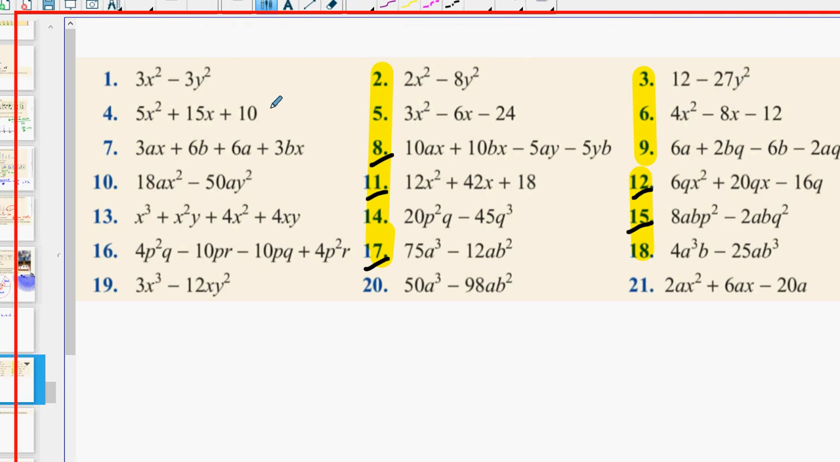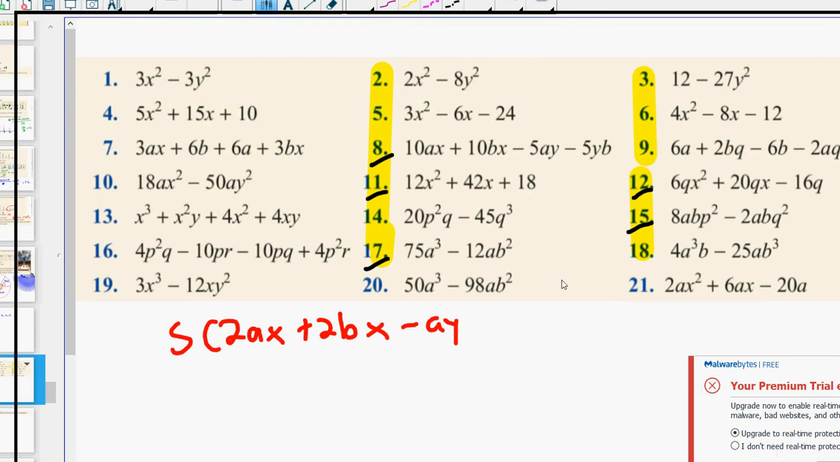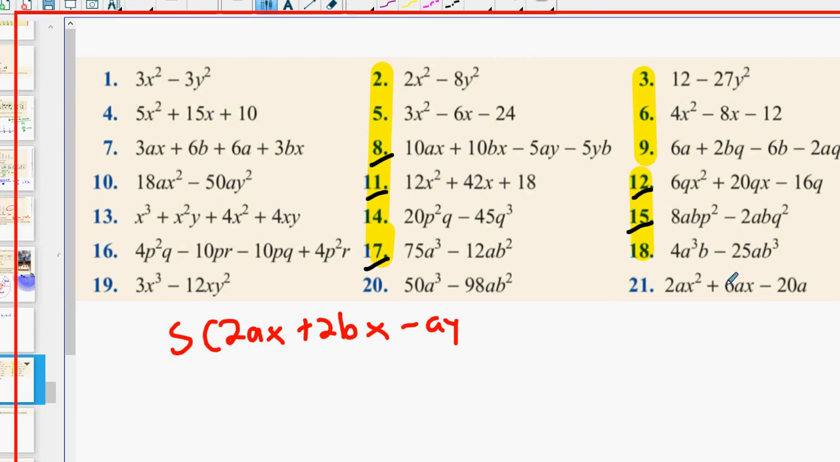So just give me a sec. Here we are. So what happens when you divide 10ax by 5? 2ax. 10bx, 2bx. Minus 5ay, minus ay. And then finally minus yb, minus yb. Now guys, what you're going to notice there is that if I multiply the 5 back in, what would happen? Comes out the exact same way.